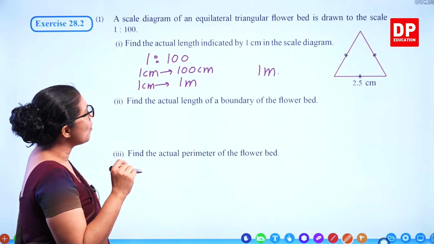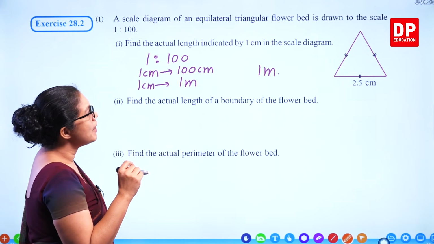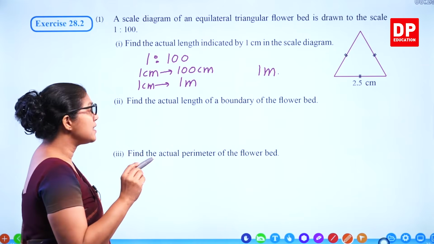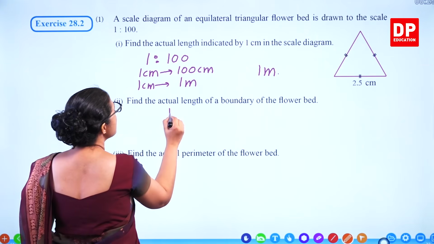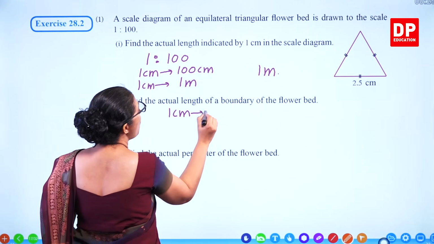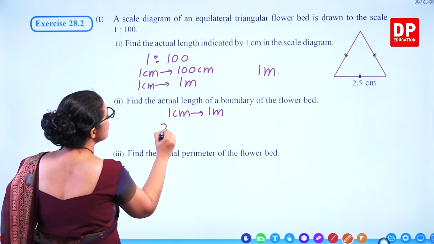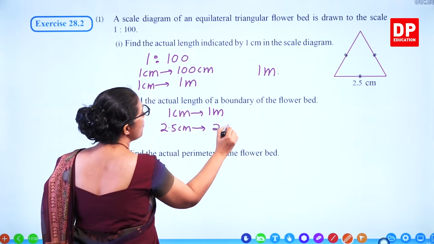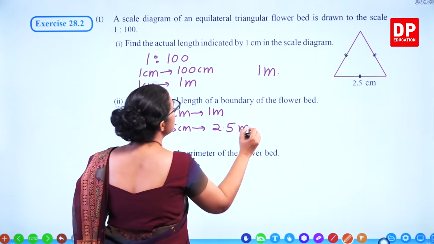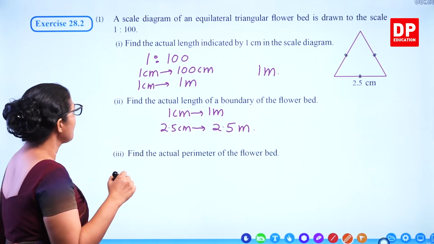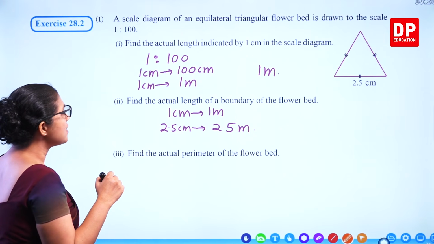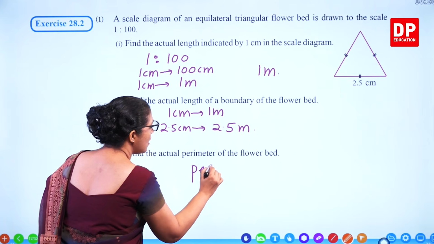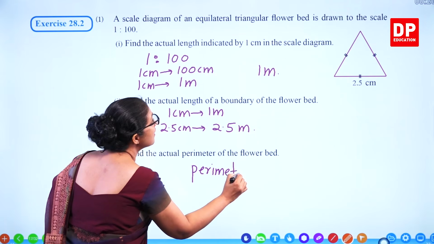Find the actual length of a boundary of the flower bed. So what's the boundary? 2.5 centimeters. So 1 centimeter means 1 meter. So what's 2.5 centimeters? That means 2.5 meters. Find the actual perimeter of the flower bed. So what's the perimeter? This is an equilateral triangle.